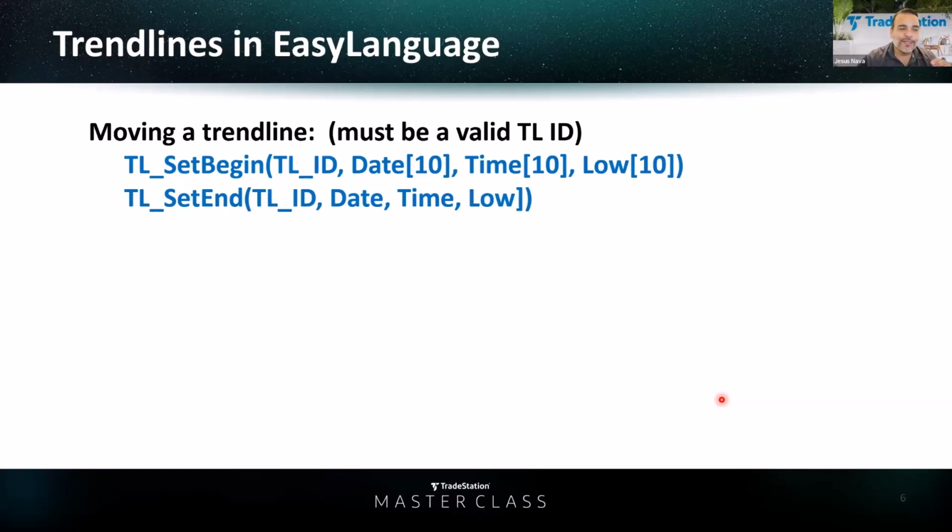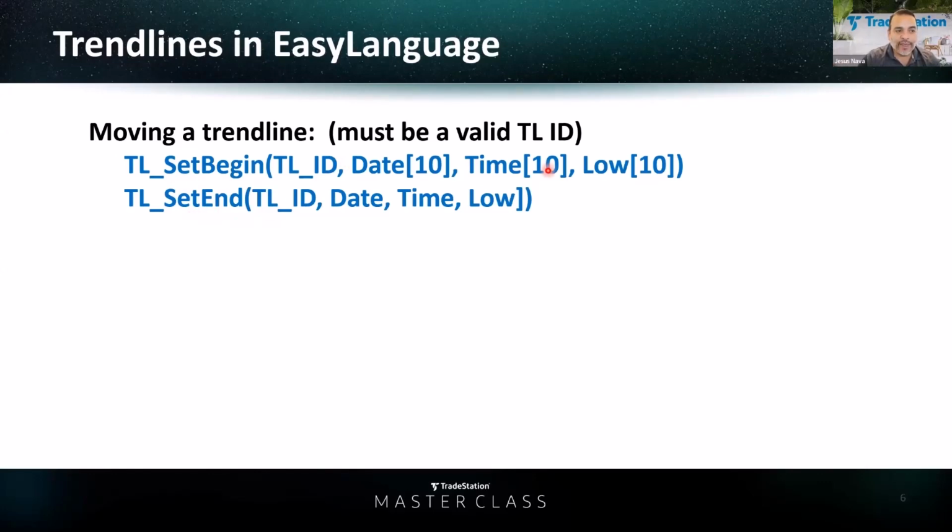So sometimes you may want to change where the trend line begins and where the trend line ends, especially if you get a new high or a new low. You want to reset the trend line. This is the syntax to do that. So in addition to TL_New, which generates the trend line, you have the TL_SetBegin and the TL_SetEnd. And this is just changing where the anchor points are.